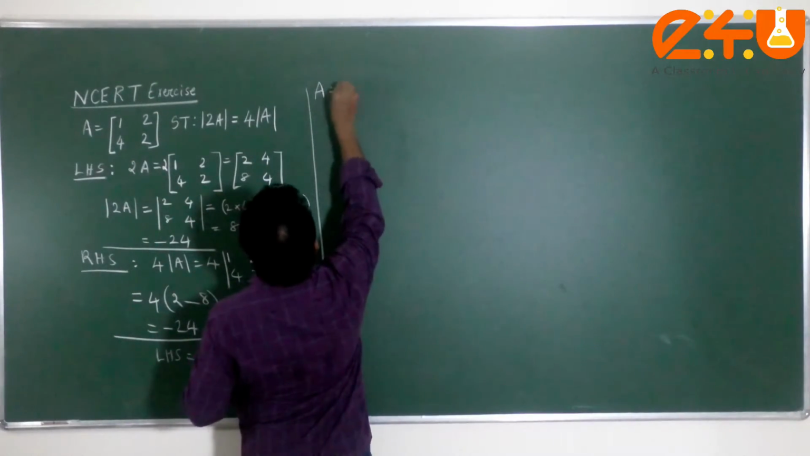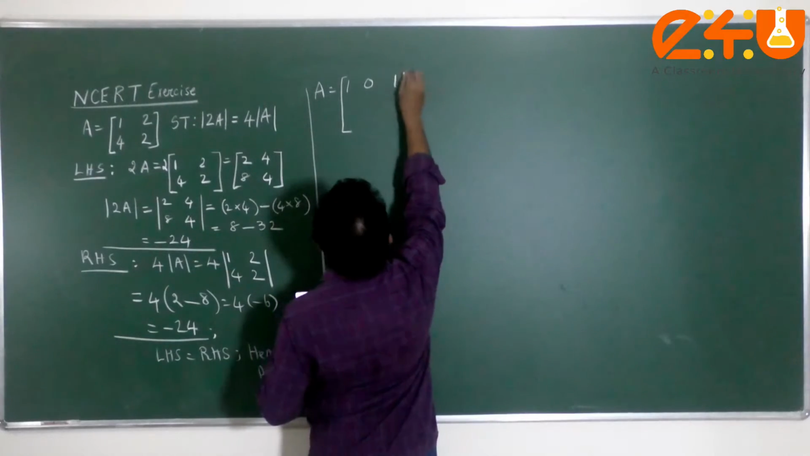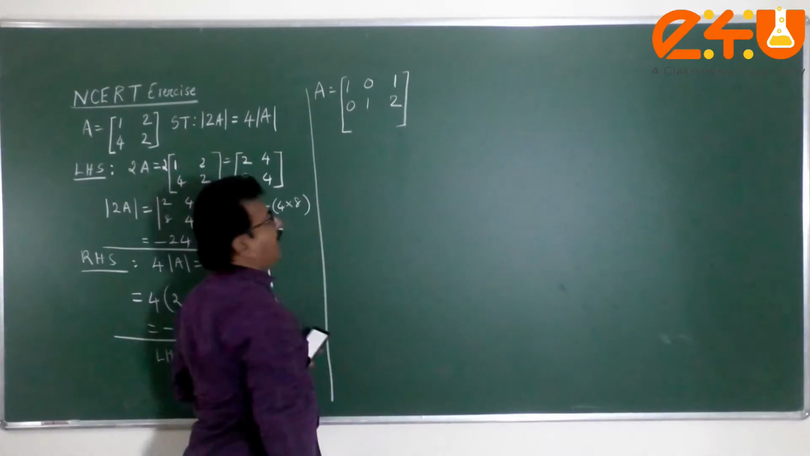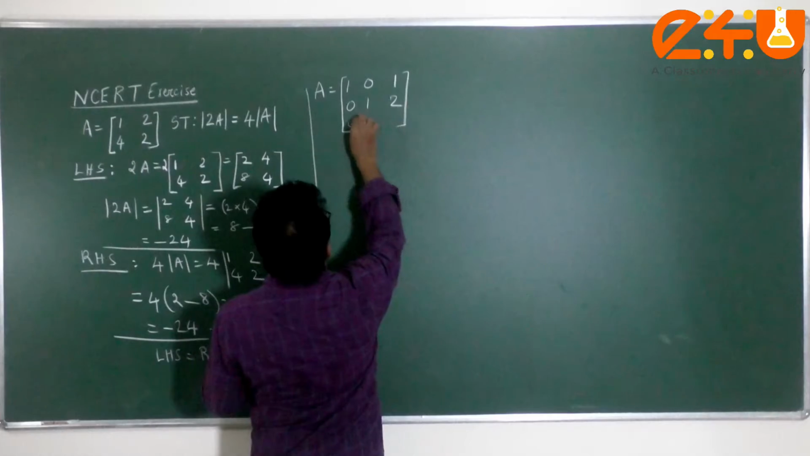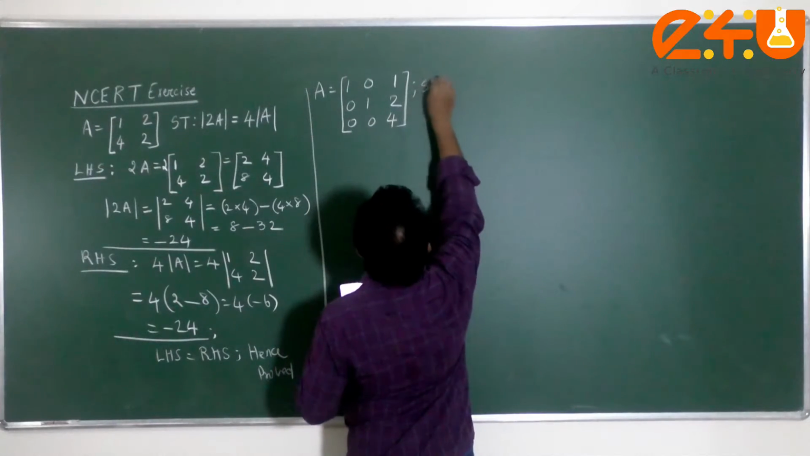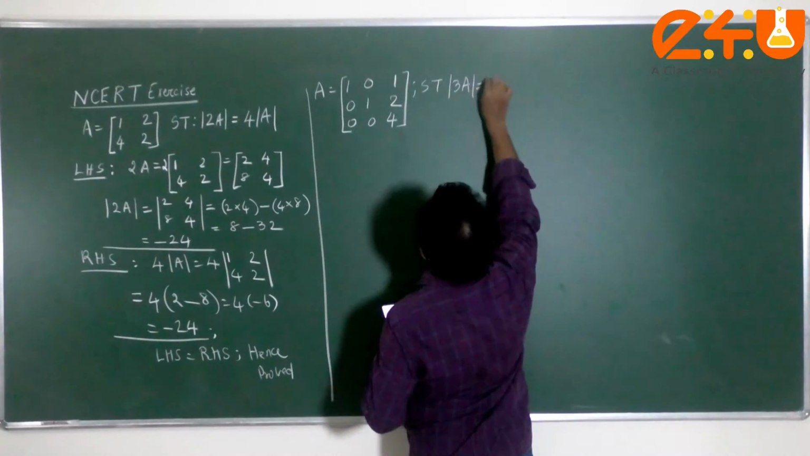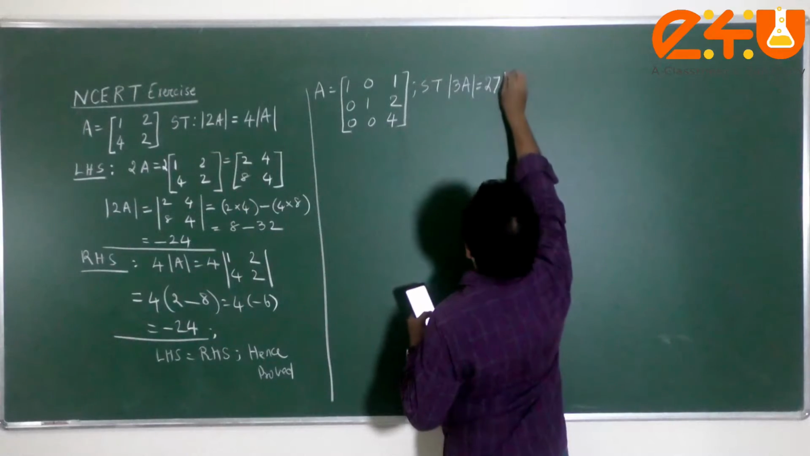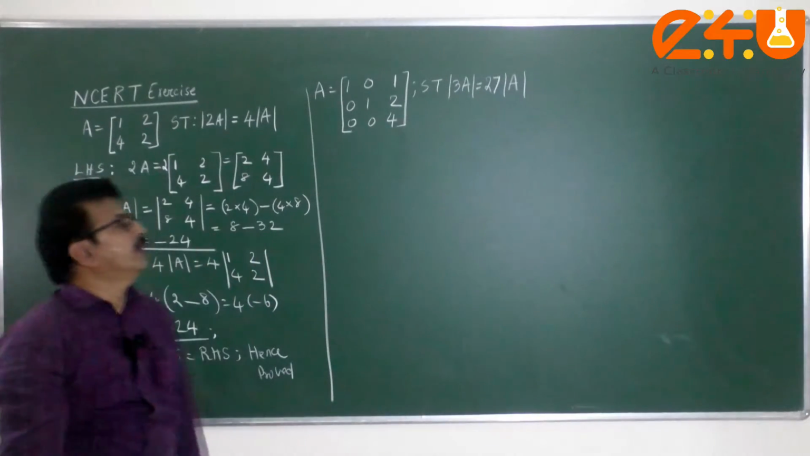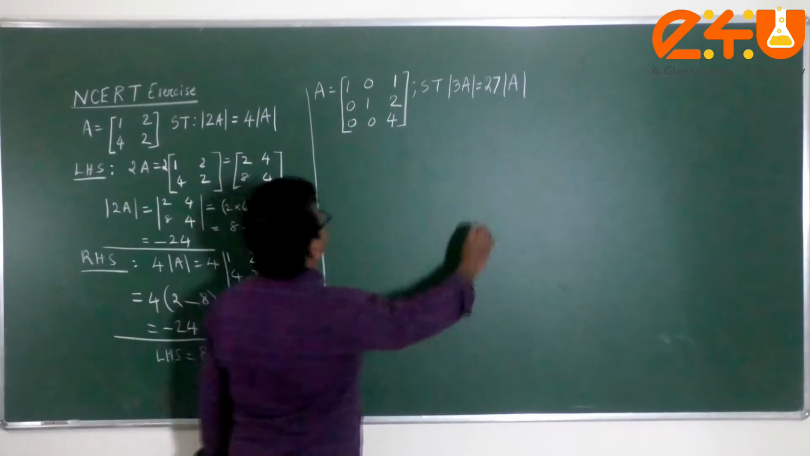If the matrix A, now a 3 by 3 matrix, has 1, 0, 1 in row 1, 0, 1, 2 in row 2, and 0, 0, 4 in row 3, then show that determinant 3A is 27 times determinant A. So this is the statement: mod of 3A, or determinant 3A, is 27 times determinant A.